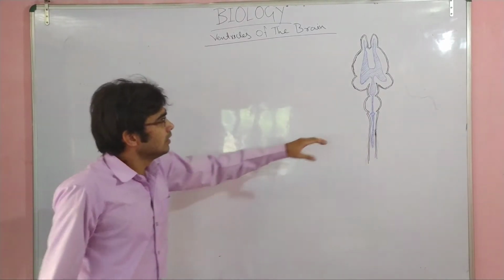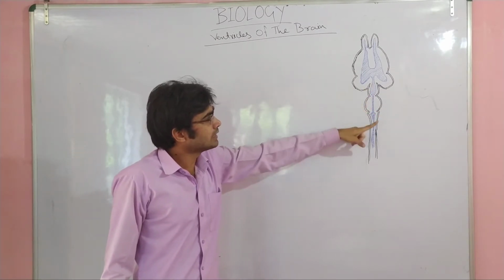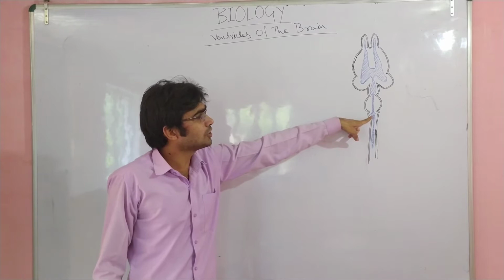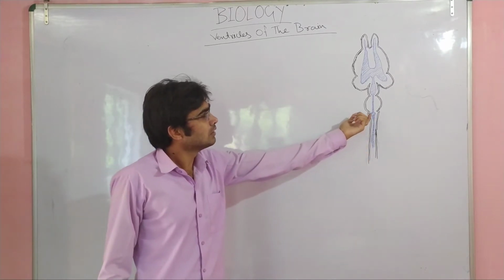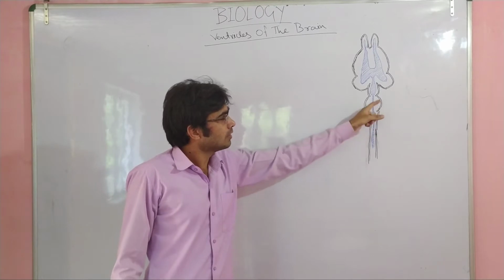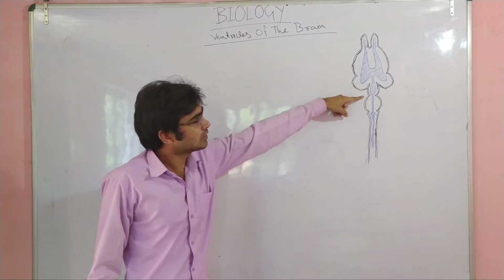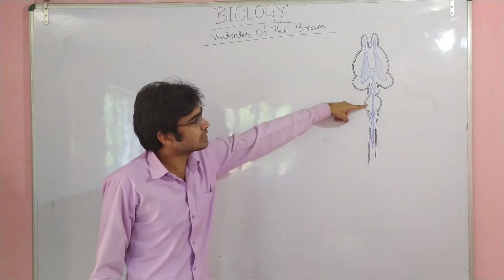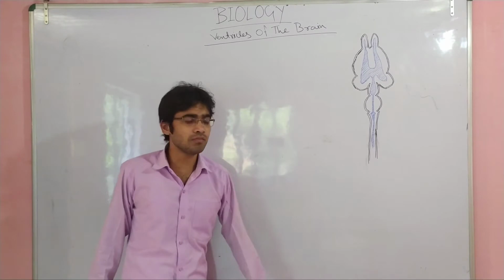Now, the third ventricle is connected to the fourth ventricle, which is present in the medulla region of the brain, through the cerebral aqueduct. This is the cerebral aqueduct, or you may call it the aqueduct of Sylvius.